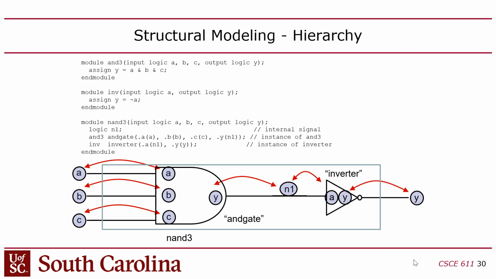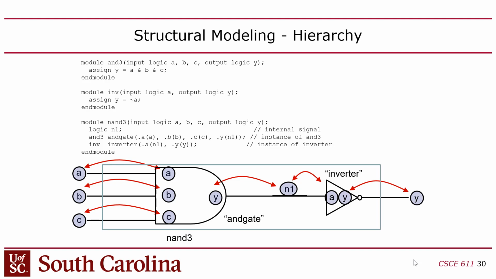So the top-level design is called NAND 3. Inside NAND 3, I instance an AND gate and an inverter. And then the thing that's really confusing is that I have one wire inside the NAND called N1. It's declared locally. However, because that N1 is what connects the Y output of this one and the A input of this one, I now have 3 different names for the same wire. It's called Y, it's called N1, it's called A. It depends on what scope you're looking at it in, okay? So keep that in mind.